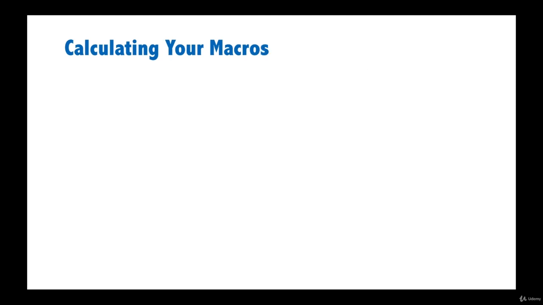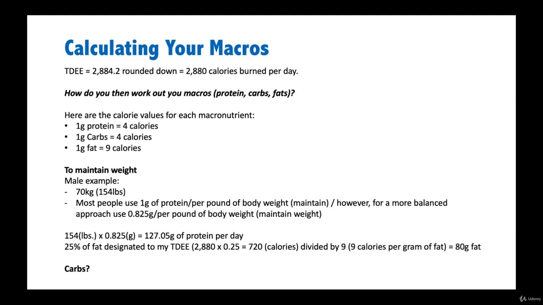So now, what do we do from here? So now we've got that number, 2,884.2, we're going to round that down to make it easier, so 2,880 calories burned per day. So when he's working out on a normal day, he burns 2,880 calories. So then now how do we work out our macros, so like our protein, our carbs and fats? How do we work that out for him?